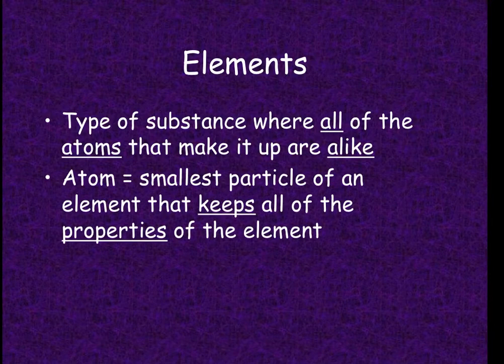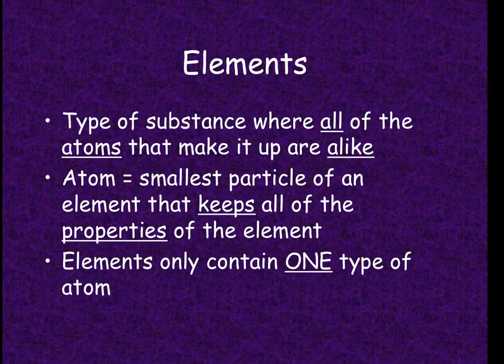The atom, remember, is the smallest particle of a particular element that keeps all of the element's properties. So its mass, its charge, all of those things. We need all of the protons, all of the neutrons, and all of the electrons present in order for those properties to exist. Elements are going to contain only one type of atom. They will all have identical numbers of protons in them.